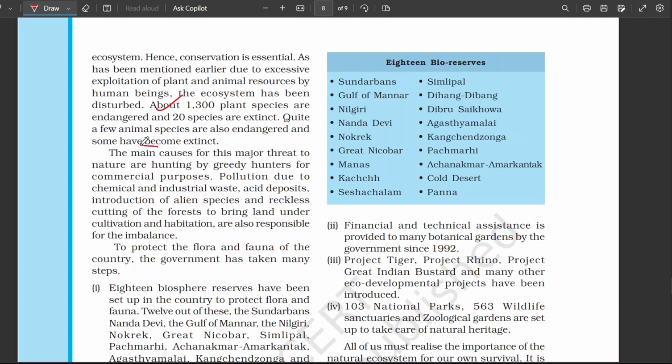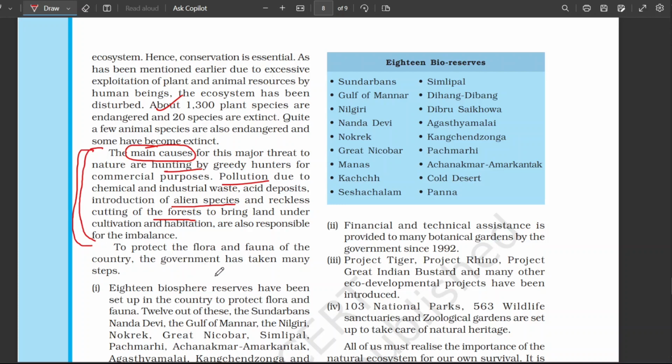So what are the causes of loss of this biodiversity or disturbance to this ecosystem? Major threats: one is hunting, one is pollution, chemical and industrial waste, acid deposits, introduction of alien species, exotic species, that is another threat, and reckless cutting of the forest, deforestation, to bring land under cultivation and habitation are also responsible for the imbalance. So these are the threats to the natural environment, natural ecosystem, natural flora and fauna.